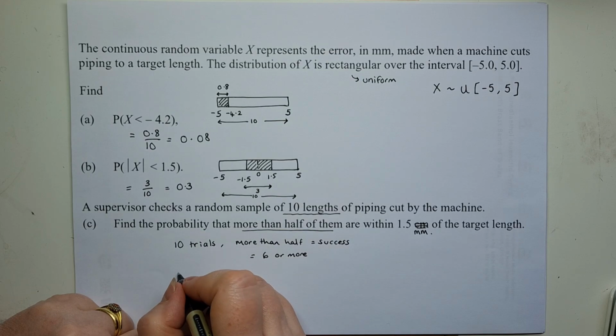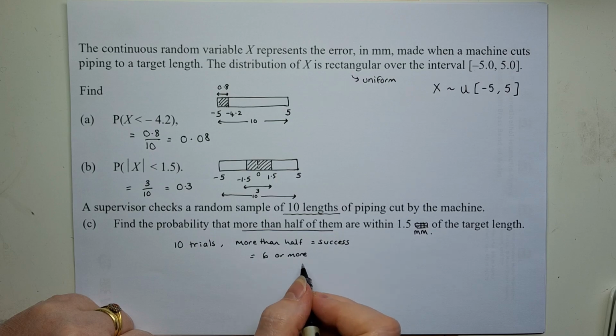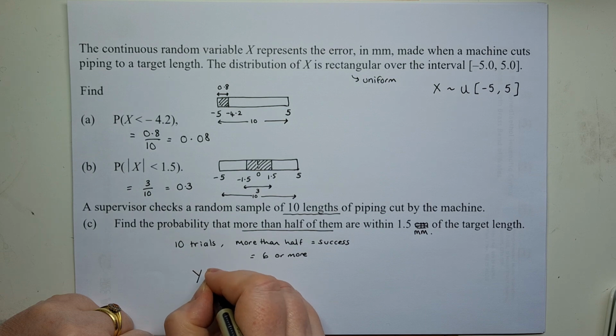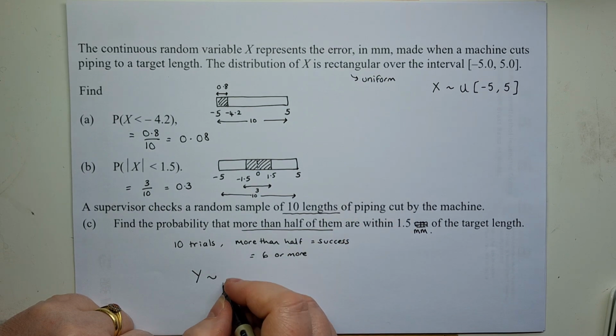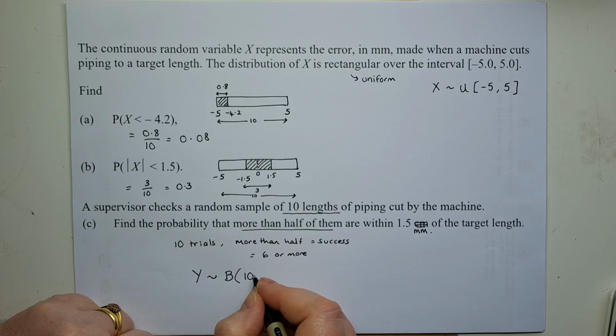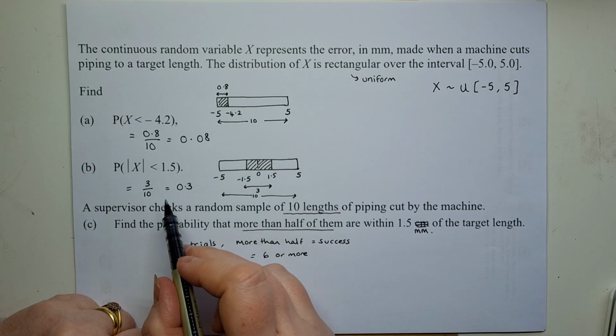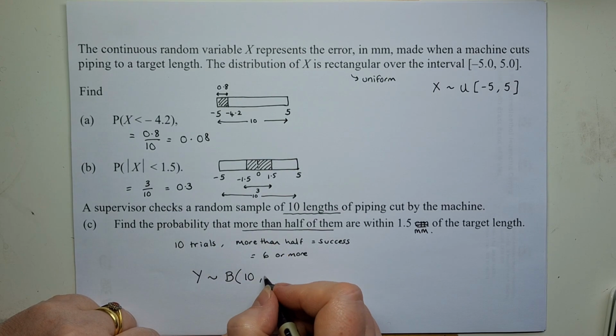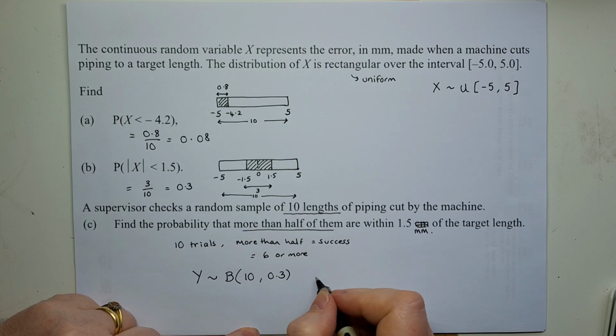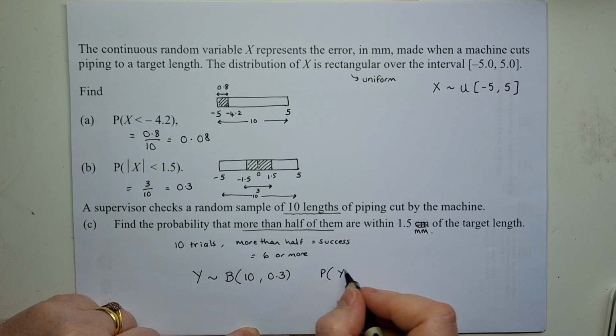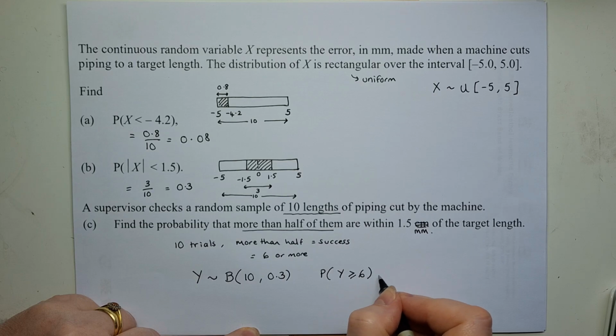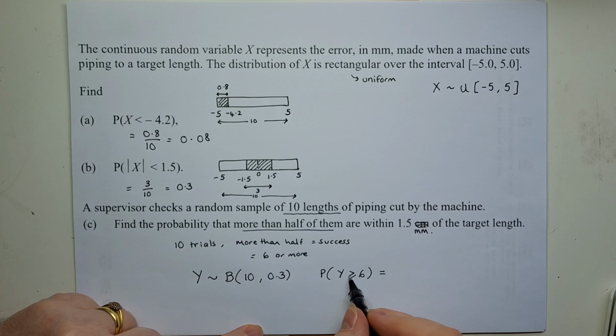Okay, so when we have a question that is talking about a number of trials, how many successes, and you know the probability of a success, then this is a binomial question. So let's use a different letter, just because we've already used x up there. We've got 10 trials. The chance of this success being within 1.5 is 0.3. And we want the probability that we have 6 or more, so greater than or equal to 6. So as soon as we transfer it into a binomial, we're now on discrete data. So we can't just ignore the equals.